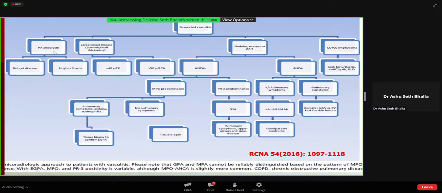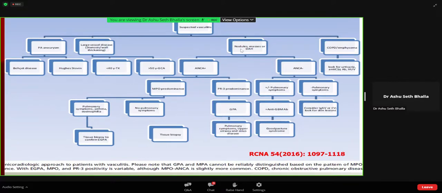So if you have a pulmonary artery aneurysm, the first thing is you rule out mycotic aneurysms. If you rule out mycotic aneurysms, you are looking for two disease entities, Behcet disease or HSS. If we have large vessel involvement of the aorta or pulmonary artery with stenosis or wall thickening, if the patient is young, less than 40 years, we are looking at Takayasu. If the patient is older, more than 50 years, we are looking at giant cell arteritis.